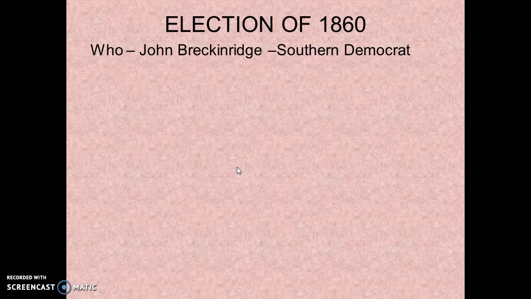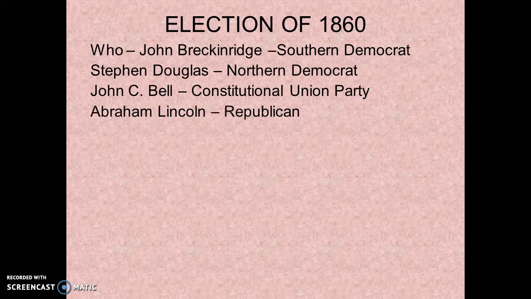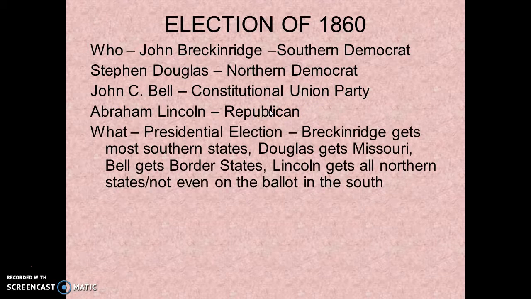All right, next big event is election 1860. We've got four candidates in this. A couple of the names have already come up. Stephen Douglas, he was a Northern Democrat. John Breckinridge was a Southern Democrat. John C. Bell was Constitutional Union Party. They were wanting to try to keep the United States together. And then obviously Abraham Lincoln is the Republican candidate in 1860.